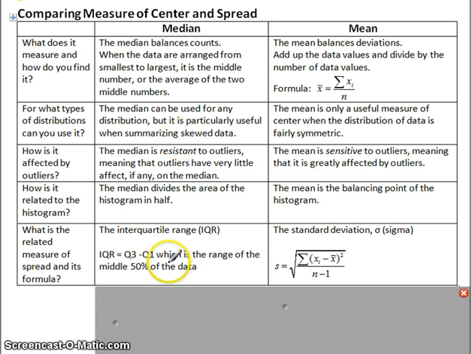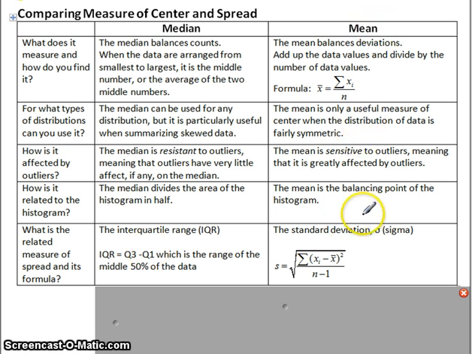It divides the data in half, and so Q1 divides the first half of the data in half, and Q3 divides the second half of the data in half. So they mark like the 25th percentile and the 75th percentile. So that's the middle 50% of the data. So we use that to measure spread for the median.